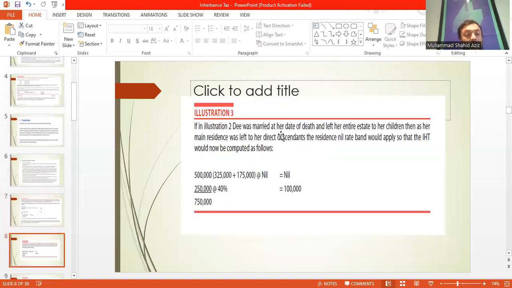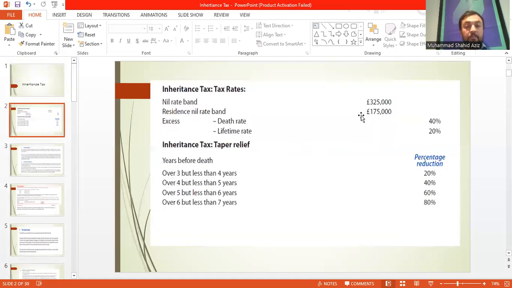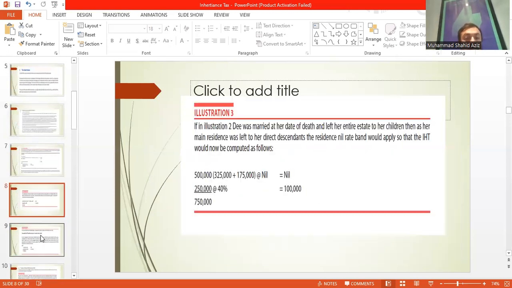Now, if in illustration 2 that we have seen, D was married at her date of death and left her entire estate to her children. In this case, D is leaving the estate to children. They are direct descendants. As I told you before, if the property is inherited by direct children, then the residence nil rate band is available as well. So the residence nil rate band is 175,000. If it was not inherited by the direct descendants, it would not be available. So in this case, it will be available.